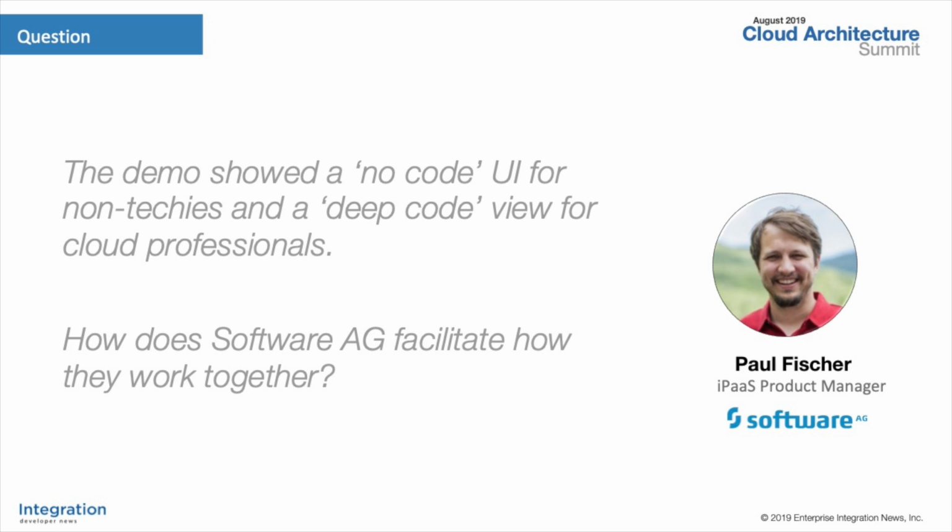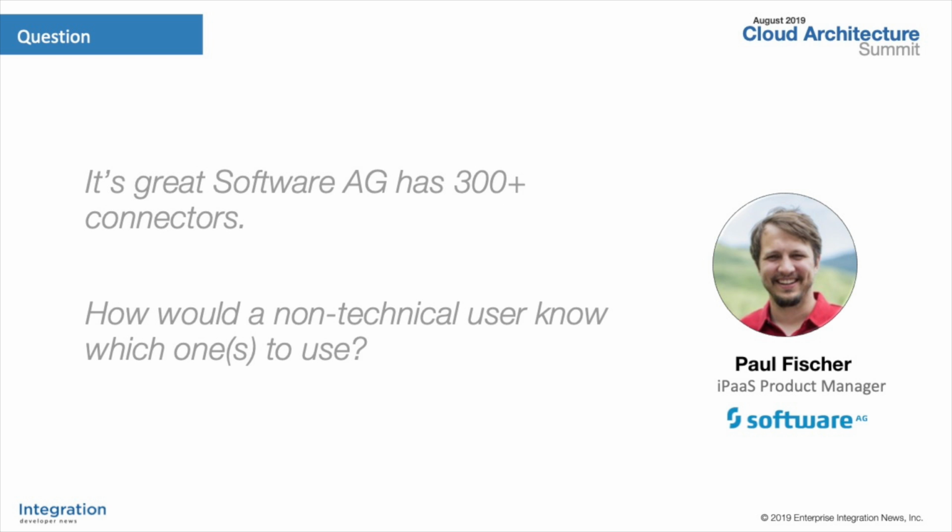Paul, some folks have remarked on the sheer number of assets that you've got preloaded in the iPaaS. Here's one. I love that Software AG has more than 300 connectors, but my question is, how would a non-technical user figure out which ones to use? Yeah, it really depends on the business objectives that they're trying to achieve. We have a lot of the out-of-the-box connectors to the most popular SaaS applications. Many times they have accounts to these applications already, so they have a general sense of both the source and the destination applications that they would like to work with.